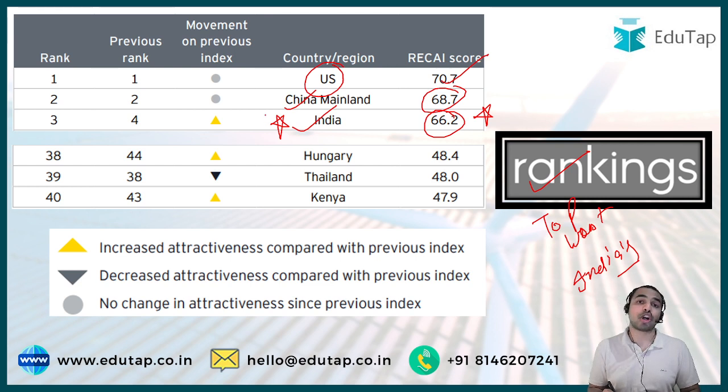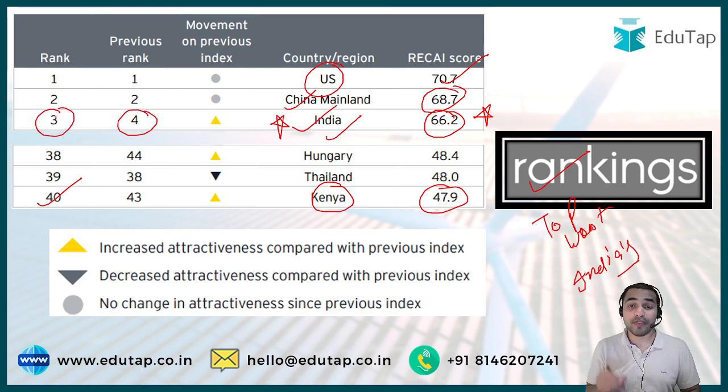If you talk about the worst performer, then Kenya is the country placed at the 40th position, at the bottom of the list, with a score of 47.9. From this table we can see that India's rank has improved from 4th position in the previous edition to 3rd position in this 57th edition of the index. Now let us see the key findings of this index.